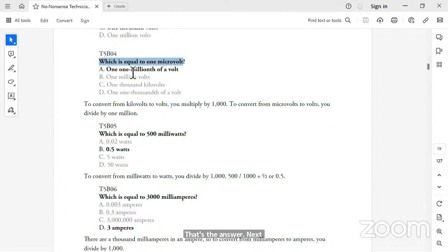Which is equal to 1 microvolt? So the answer to that question, we worked it out in the slide, is 1/1,000,000th of a volt. So that was to convert from microvolts to volts. It's not 1 million, and it's not 1,000 kilovolt, and it's not 1/1000th of a volt. It's 1/1,000,000th of a volt.